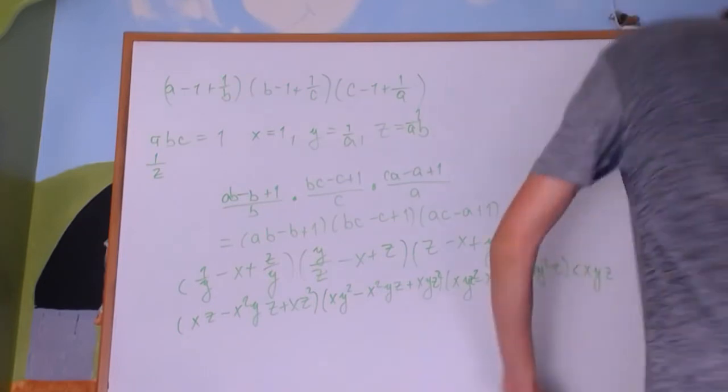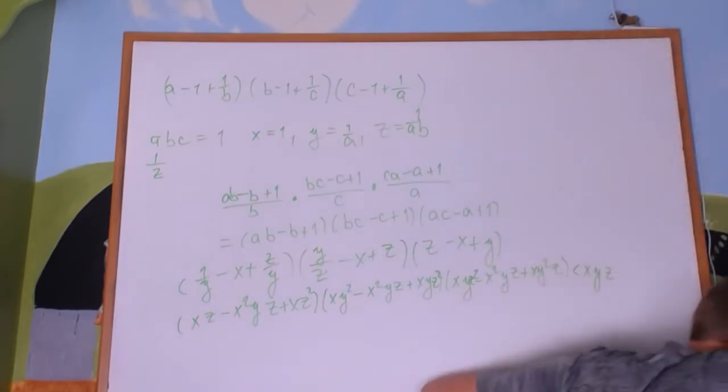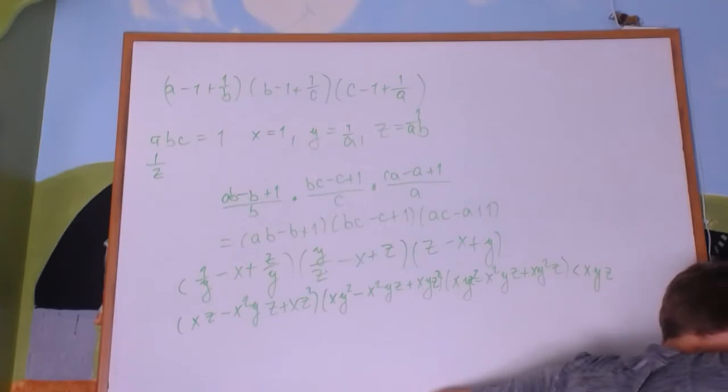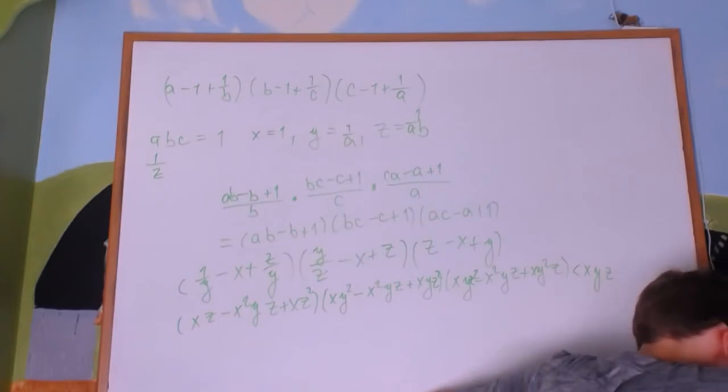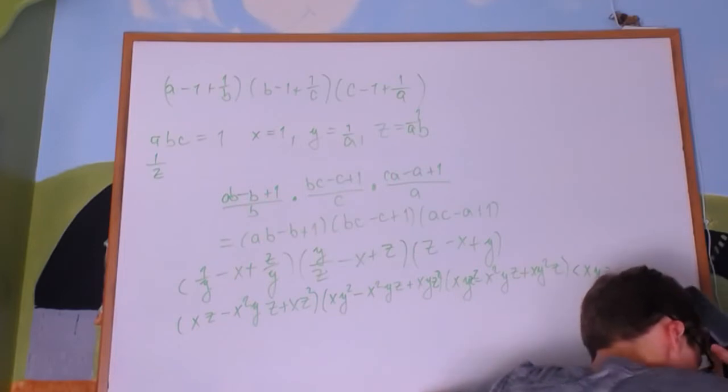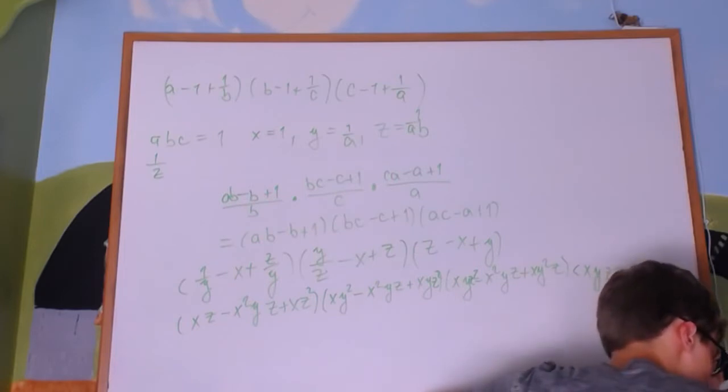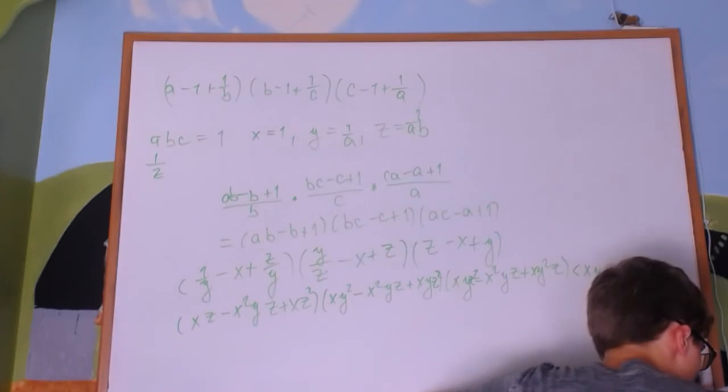You said it's not a long solution. Do my problem. Perhaps. Introduce x equals 1, y equals 1 over a, c equals 1 over ab. How would you do that?